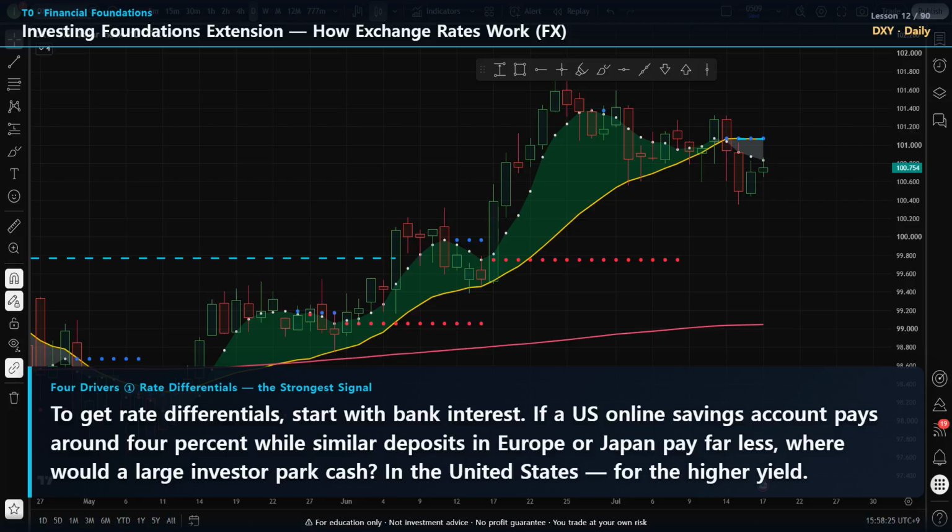To get rate differentials, start with bank interest. If a US online savings account pays around 4% while similar deposits in Europe or Japan pay far less, where would a large investor park cash? In the United States, for the higher yield.